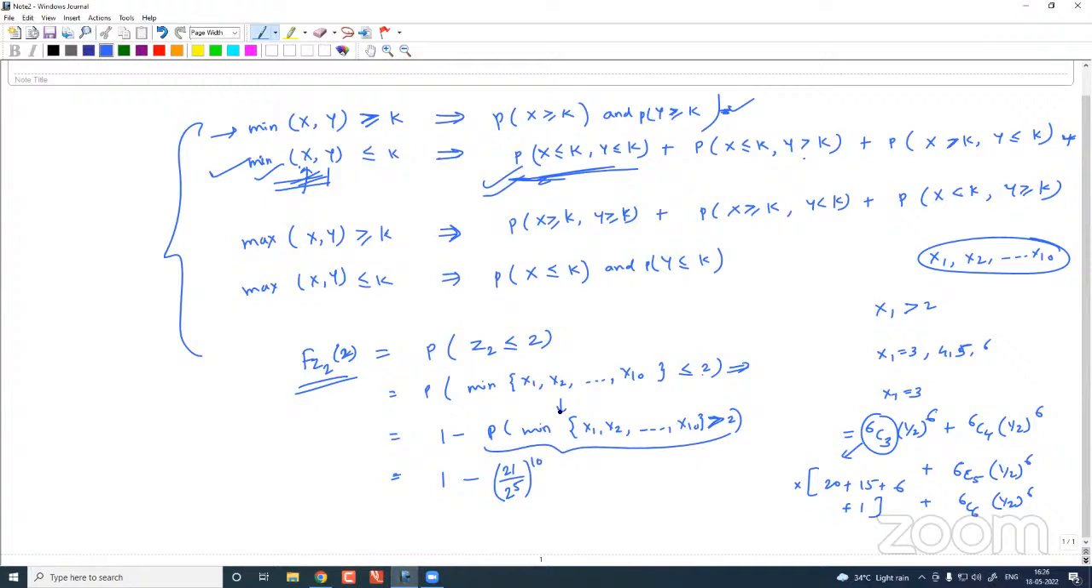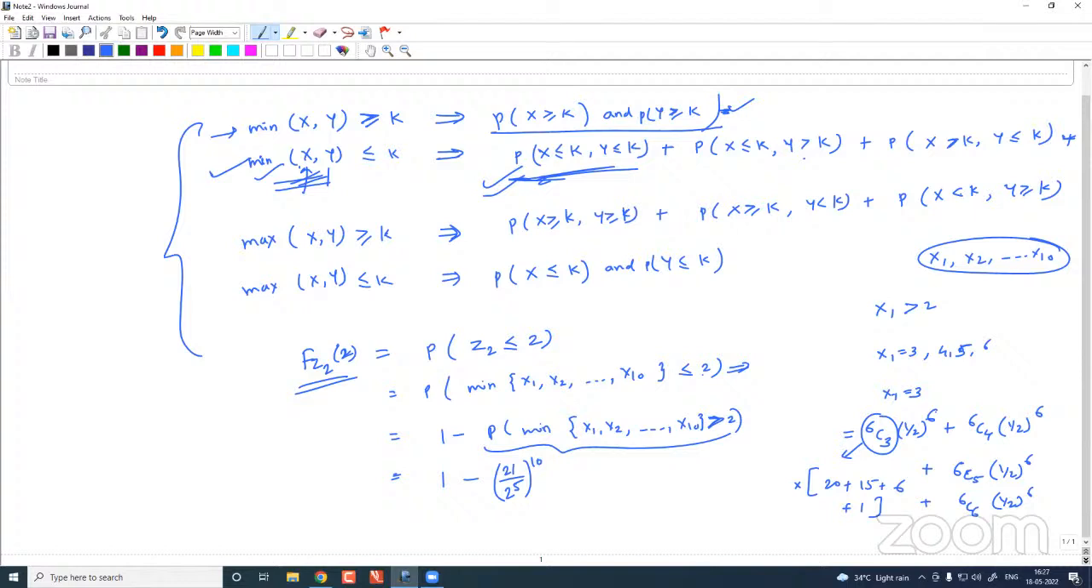So we did 1 minus the probability of min greater than 2. Sir, one small doubt. In the case of maximum, if in place of 10 random variables it could have been 1 random variable, and it is less than or equal to 2, it means the probability of 0, probability of 1 and 2. We have to add these 3 probabilities, right? Correct. Okay, thank you.